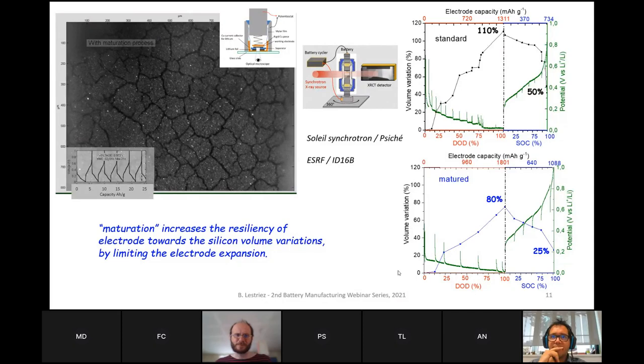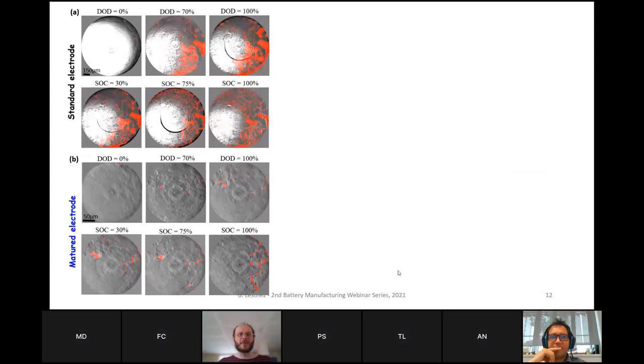Next. So, complementary results from these tomography experiments. You are looking here at the plane, which is the interface between the electrode and the copper collector. The images on the first line are during the discharge, so the lithiation, and the second line is the delithiation, the charge. You have the standard electrode on the top and the matured electrode on the bottom, and the red zones are the areas where the electrode is debonded from the current collector. So you see that thanks to maturation, there is less debonding from the current collector.